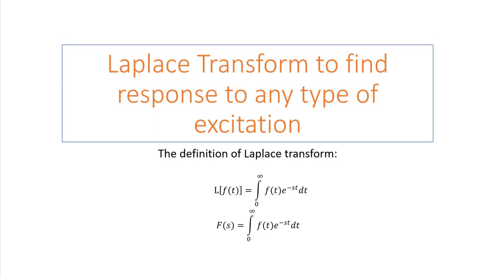The Laplace Transform method can be used to find the response of any system under any type of excitation, including the harmonic and periodic type. The major advantage of the method is that it takes into account the initial conditions automatically. The definition of the Laplace transform is the integral from 0 to infinity of the function that we want to transform times e to the negative st dt.